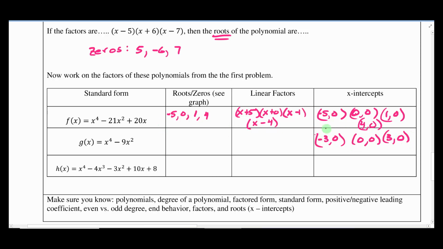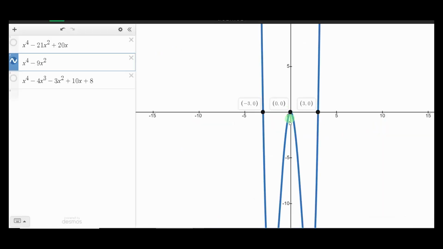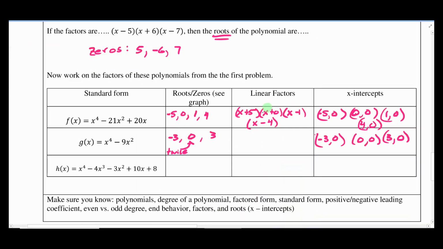Okay, which means the roots are going to be the x values of these things. So we've got -3, 0, and +3. And remember, this one happens twice. And we can tell because when we look at the graph, we see it bounce off the x-axis rather than pass through. Okay, so now I'm going to write my linear factors. So we would say x plus 3, because we have a zero of -3, and then we have an x minus 3, and then we're going to have an x plus 0, but we're going to have it twice, so I'm going to put a square on it.